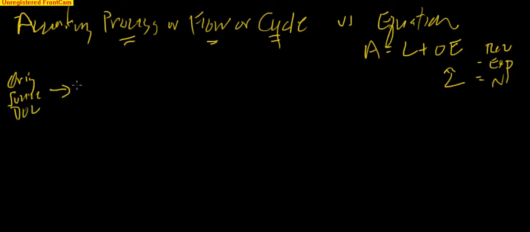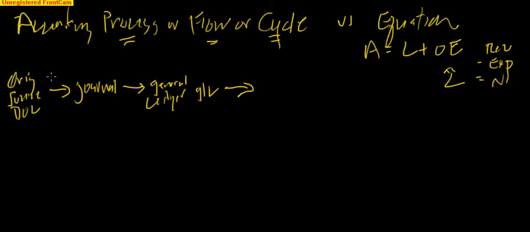But the process, the flow, the cycle, starts with an original source document that gets recorded into a journal. This is all review. From the journal, it gets posted to a general ledger, or a GL. From the general ledger it gets summarized into a trial balance, also called TB. And from the trial balance it's reported in our financial statements.